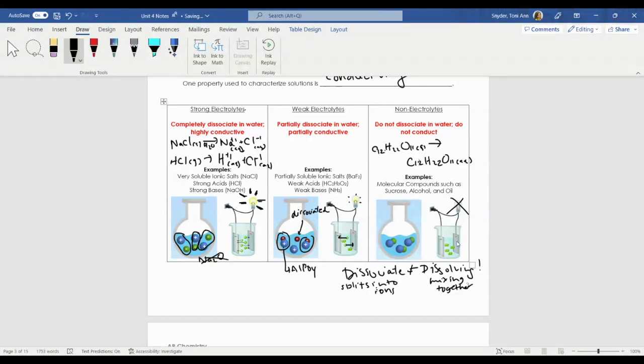So notice all of these are together. We have no charged particles, some charged particles, all charged particles. So we'll say all charged, some charged, and here none are charged.